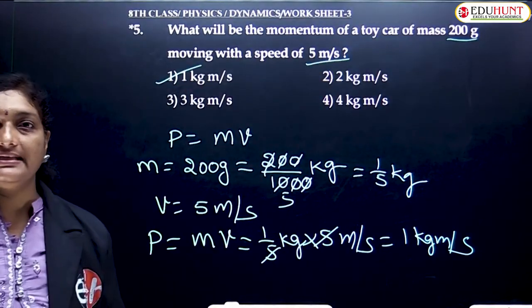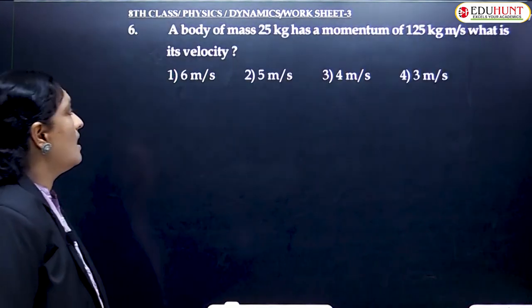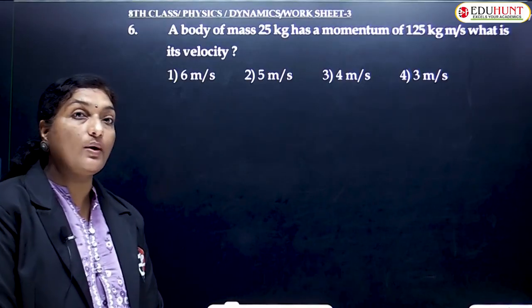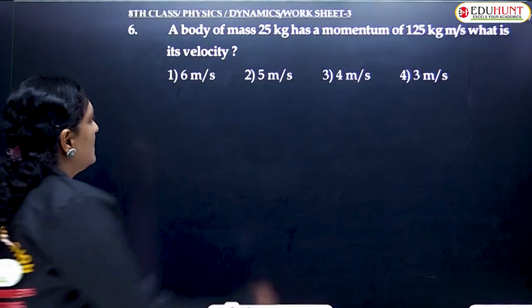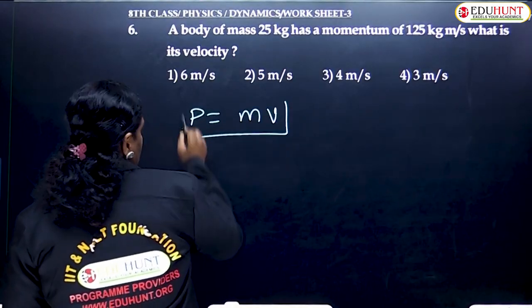First one, 1 kg meter per second. Moving ahead, question number 6. A body of mass 25 kg has a momentum of 125 kg meter per second. What is its velocity? Children, we know the formula: momentum is equal to mass into velocity.